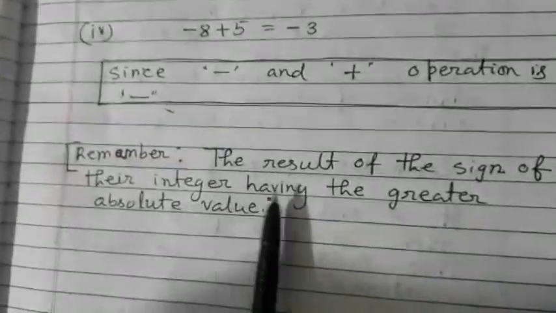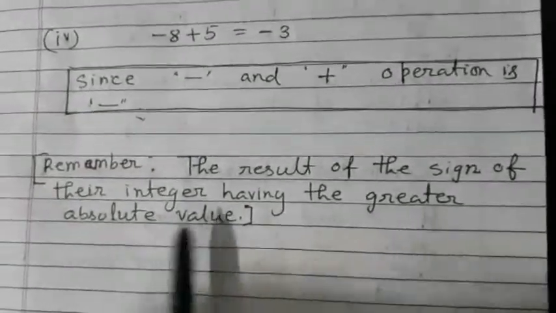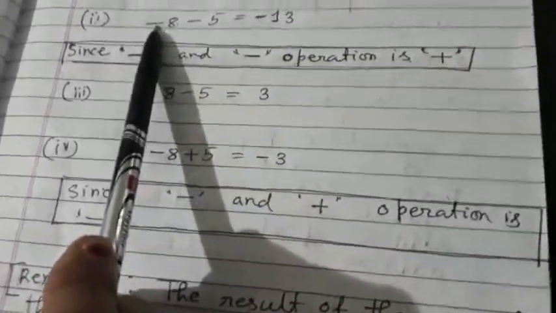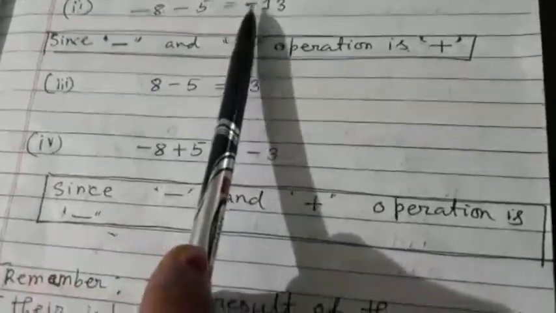But the symbol is what? The result takes the sign of the integer having the greater absolute value. That means which is the greater number among these? Which symbol does this greater number carry? This symbol comes in front of the answer also. Okay.